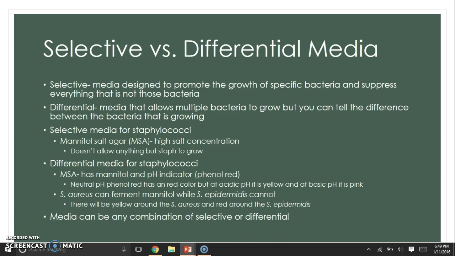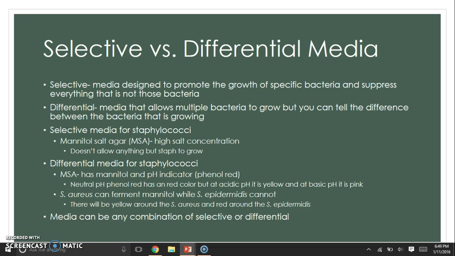Before we get started on what we did, we have to talk about selective and differential media. Selective media is media that is designed to promote the growth of specific bacteria and suppress everything else. So if I have a selective medium, it's going to specifically grow, let's say, E. coli, but it's not going to grow any other types of cells. Differential media can grow a variety of different microorganisms, but it allows you to identify certain characteristics based off of their reaction to the media.